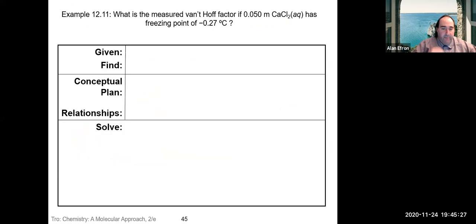So if we look at a problem here, what is the measured van't Hoff factor if 0.05 molality calcium chloride has a freezing point of minus 0.27? So why don't you take a second and try to calculate what i would be in this case and see what you come up with. Again, freezing point, just like we saw earlier, Kf 1.86 degrees per molality. So take a second, see what you come up with.